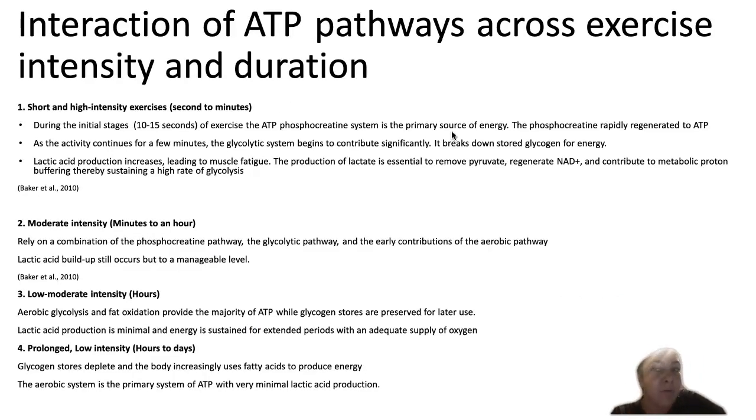Interaction of ATP pathways across exercise intensity and duration. So short and high intensity exercises, seconds to minutes. Then there's low to moderate intensity, which is like hours of running or prolonged exercises. And then there's prolonged low intensity, hours to days. This could be any form of competition, maybe a long ride, like a across America bike ride, something like that. This aerobic system is the primary system of ATP with very minimal lactic acid production.